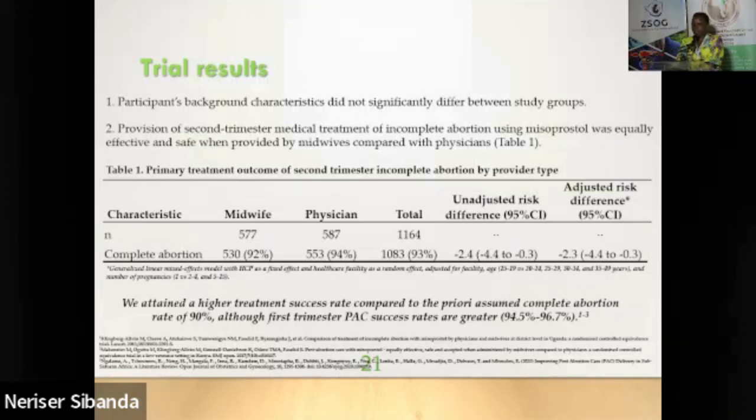So we attained a higher treatment success rate compared to our a priori assumed complete abortion rate, because when we were estimating the sample size, we actually used a success rate of 90%. However, we note that 93% is slightly lower than previously published rates of 94 to 96% that we see in first trimester PAC. And for these results, we used a generalized linear mixed effects model with the healthcare provider as the fixed effect and the health facility as the random effect.